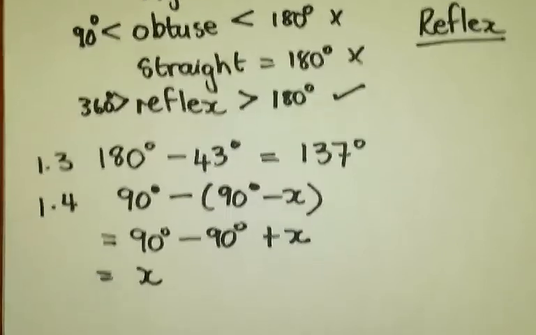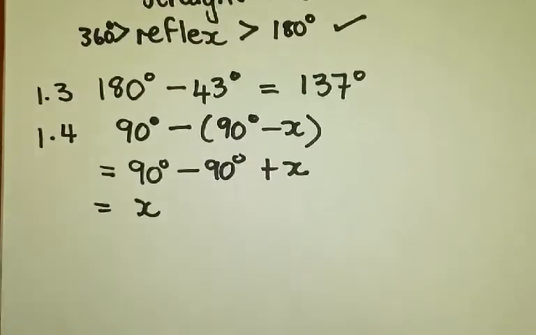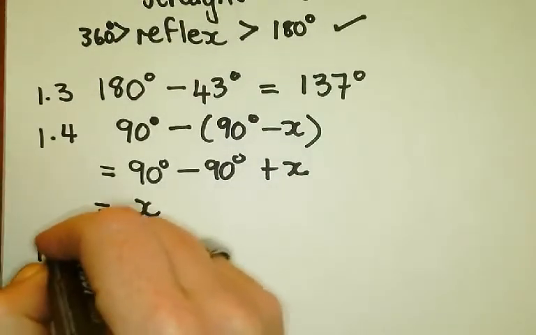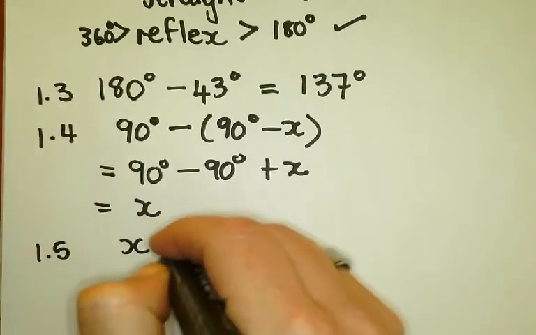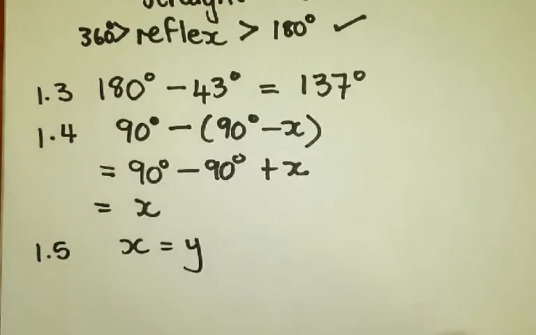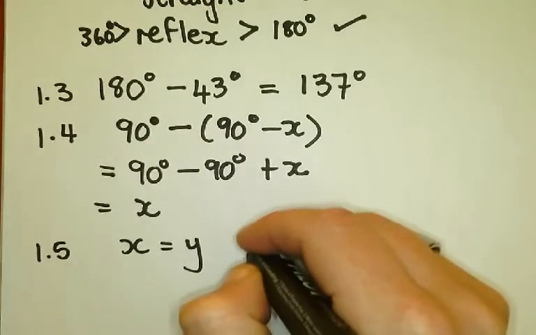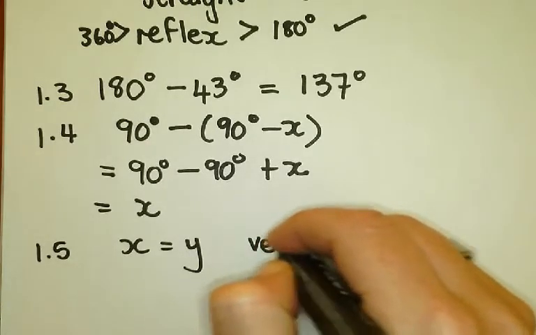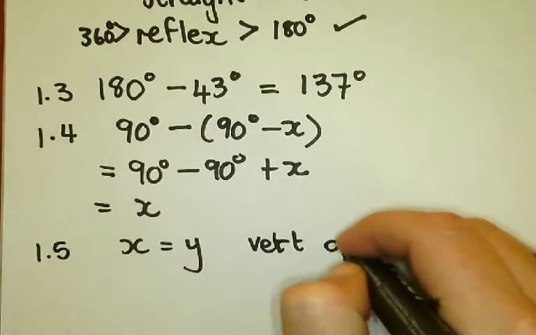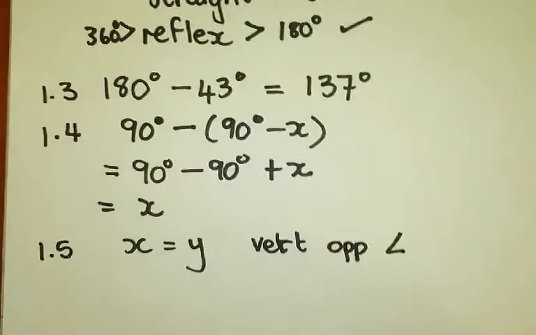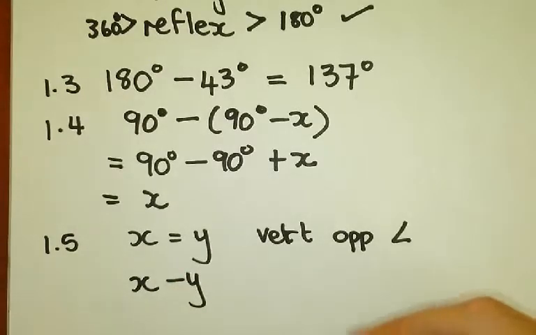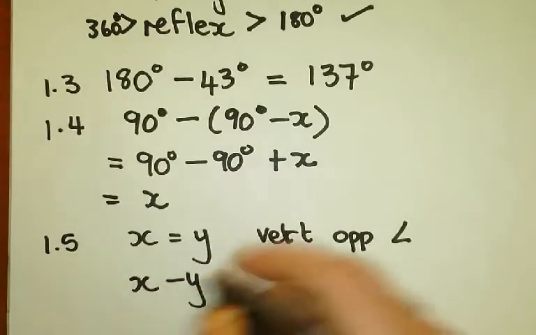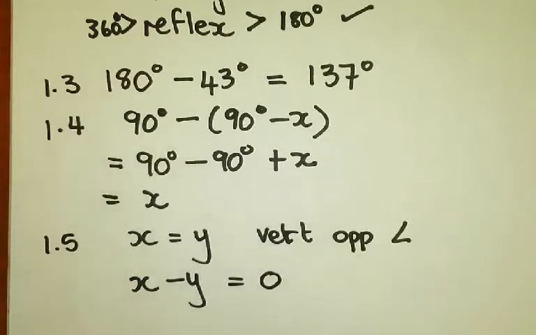Okay. Now they tell us that x and y are vertically opposite. What does that mean? It means that x is equal to y. Why? Because they are vertically opposite angles. Now they want to know what is x minus y. Well, if x is equal to y, then x minus y has to be 0.